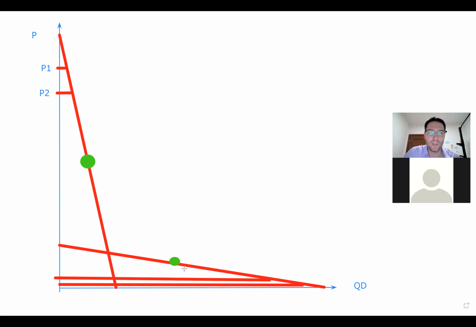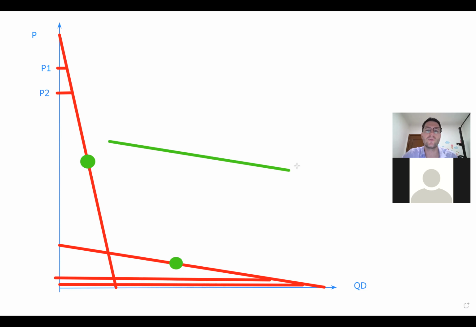So if I have the two midpoints of these two curves, it essentially means that above this green dot, the demand is actually elastic. And below this green dot, the demand is actually inelastic. So that's quite confusing, right? That's why we have to be careful with just simplifying things.